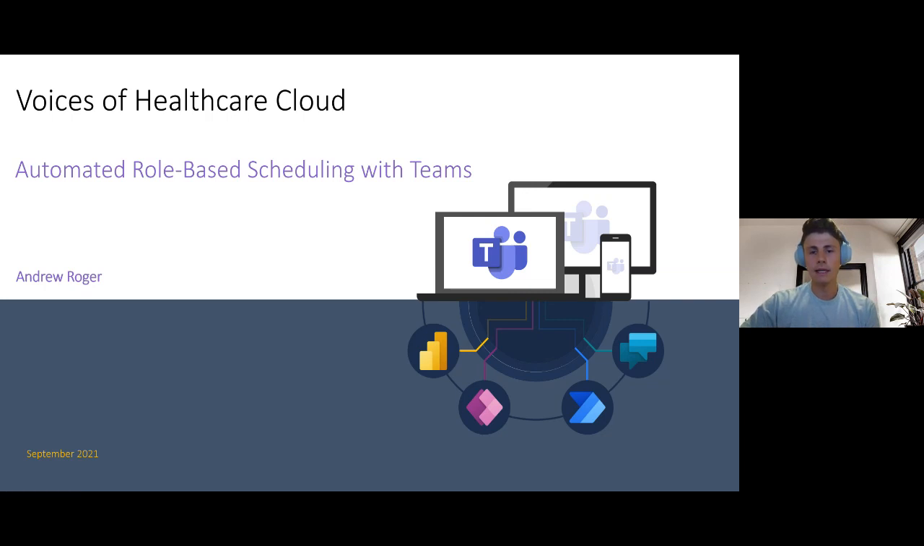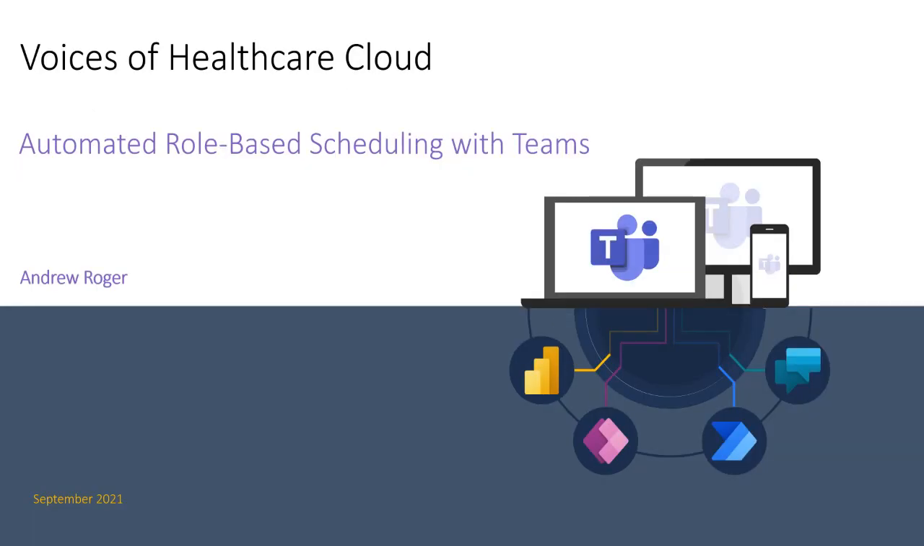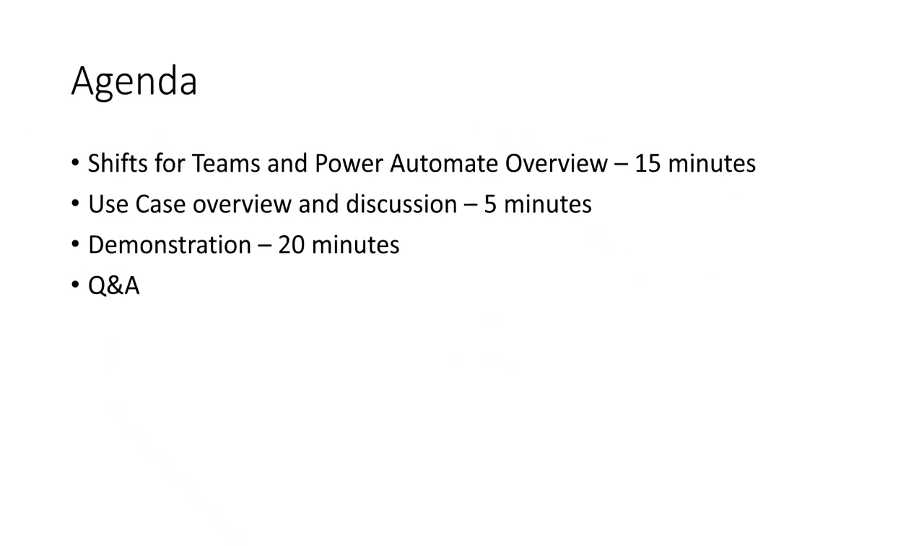With that, I can get into the agenda for our session. We'll start with an overview of Shifts for Teams and Power Automate, these two technologies that will help us enable this role-based scheduling inside of Teams. That should take about 10 to 15 minutes. I think it's really important that before we jump into a use case or a demonstration, we discuss the technologies we're going to be showing so that everyone has a clear understanding of what they are and how they work.